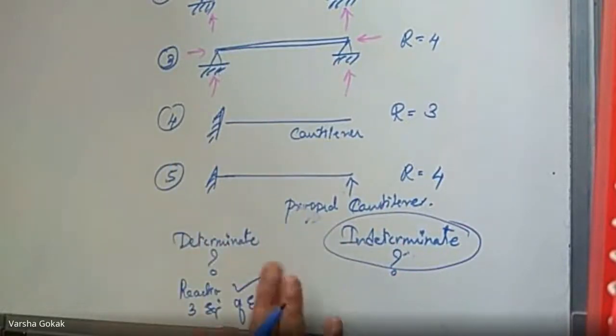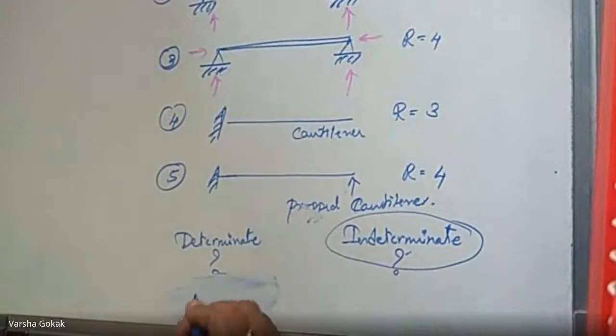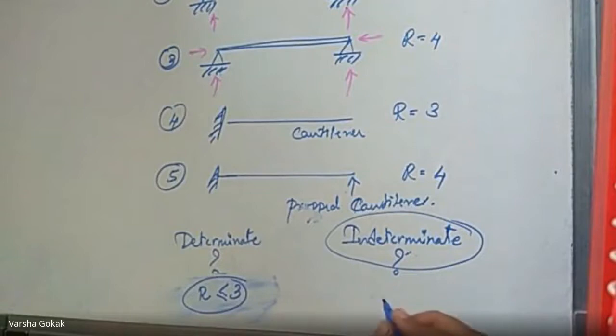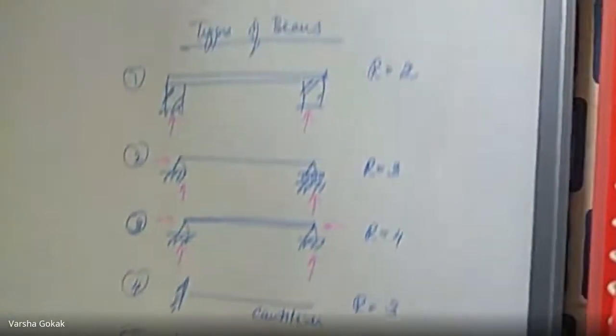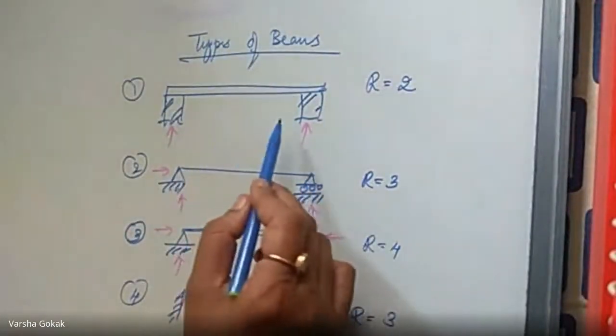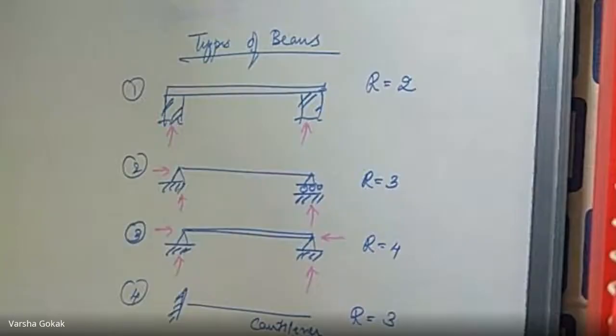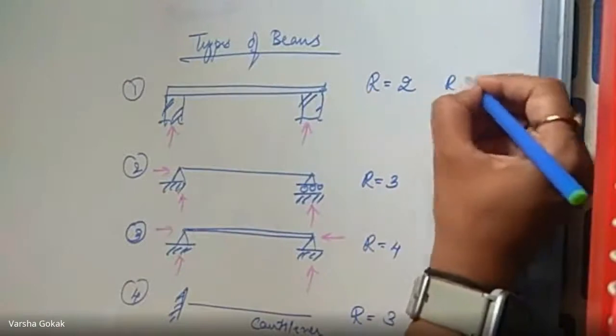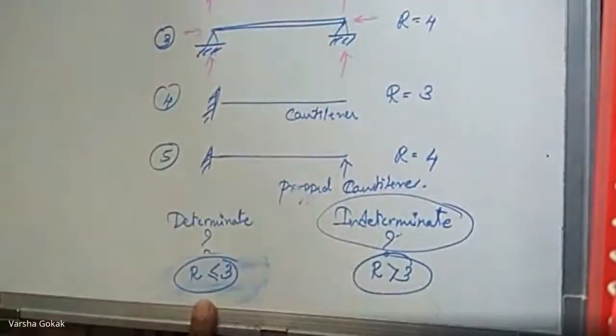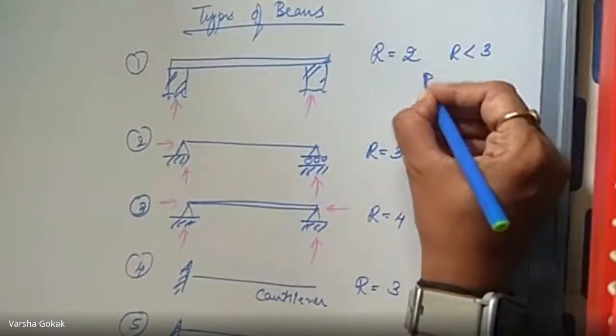Or one more methodology to find out is, if the unknown reactions R is less than or equal to 3, it becomes a determinate structure. And if R is greater than 3, it becomes an indeterminate structure. Now come back to this first one. Is it determinate or indeterminate? R is 2. This R is less than 3. So R less than 3 is what? Determinate. So this is a determinate structure.